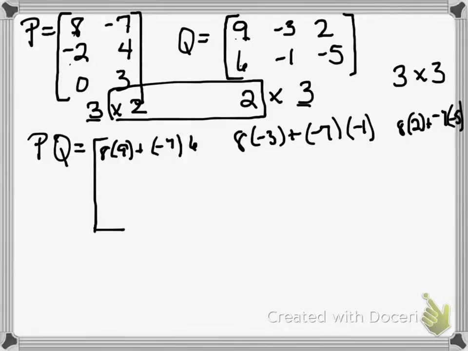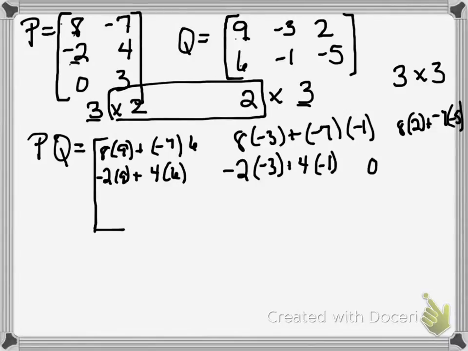Okay, now I'm moving to the second row. Second row, first column, so I do the -2 times the 9 plus the 4 times the 6. Still second row, so -2, but now I'm in the middle column, so times the middle column plus the 4 times -1. Still second row, third column, so -2 times 2 plus the 4 times -5.